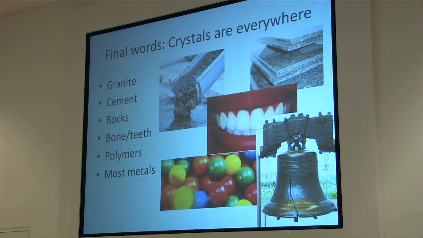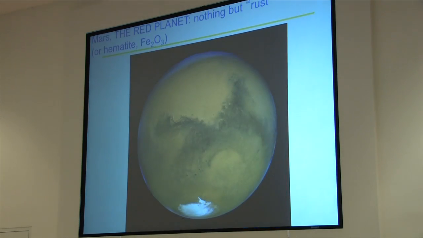Okay, so I just want to give you some final words about crystals. And I wanted to remind you, this is the whole message of this presentation. The crystals are everywhere. The crystals are in granite, they're in cement, they're in rocks, they're in bones and teeth and polymers and most metals. You just see them in everything that you see. There are crystals. And if you look for them, you can find them. If you look with a good enough microscope, you'll be able to find them.